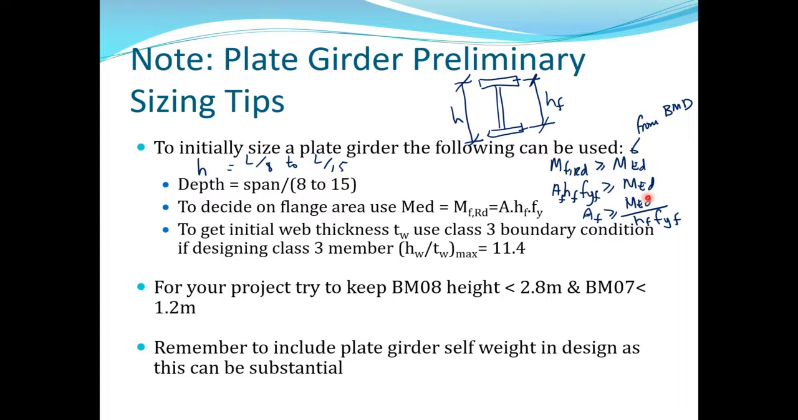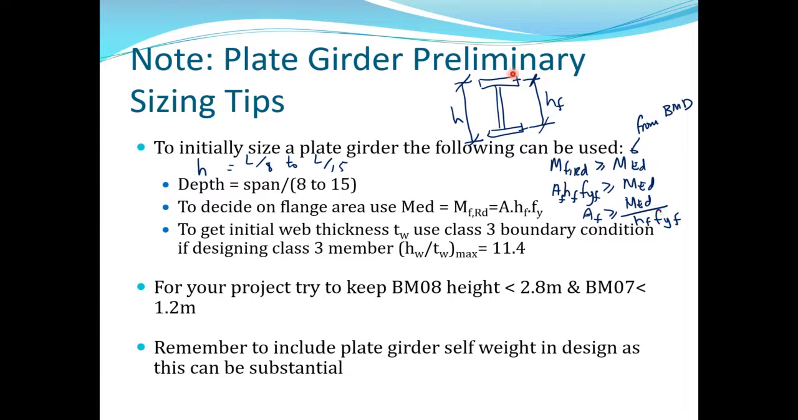So that's step one. Then step two, we're going to decide on the flange area. So the flange area is going to be whatever the moment demand is from our bending moment diagram. So we've got a bending moment diagram in there. We've got the maximum moment. We have the height of the centroids of the flange, Fy, which is the yield strength of the flange. So if it's S275, it could be S275.